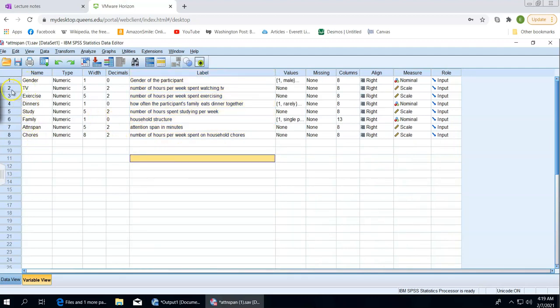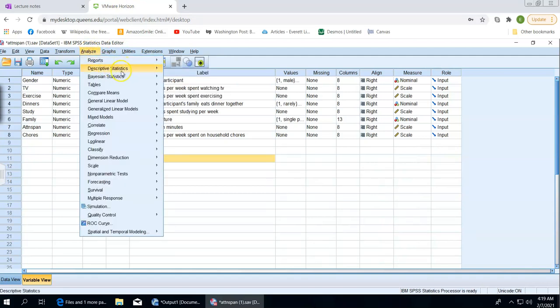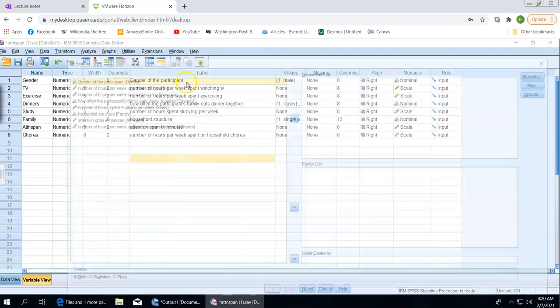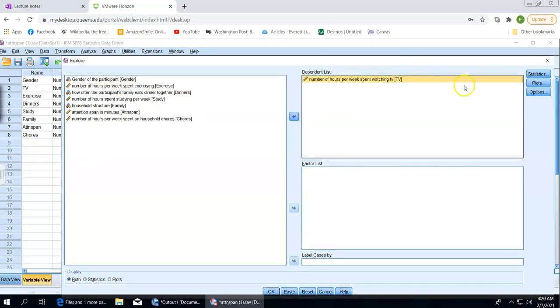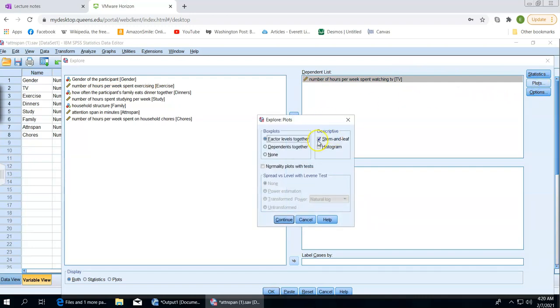So in this example, we're looking at TV, whether the mean amount of time they watch TV exceeds 10 hours per week. But we first have to check for normality. So let's go to Analyze, Descriptive Statistics, just like we've done before. Explore, and we're going to take that variable, move it over to the dependent list, and I'm going to turn off the stem and leaf. I'm going to turn on the histogram, and I'm going to run the normality plots with tests.